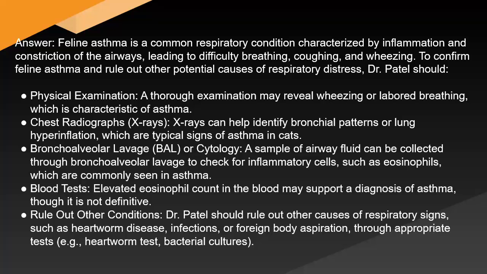Answer: feline asthma is a common respiratory condition characterized by inflammation and constriction of the airways, leading to difficulty breathing, coughing, and wheezing. To confirm feline asthma and rule out other potential causes of respiratory distress, Dr. Patel should: physical examination. A thorough examination may reveal wheezing or labored breathing, which is characteristic of asthma. Chest radiographs, X-rays. X-rays can help identify bronchial patterns or lung hyperinflation, which are typical signs of asthma in cats.